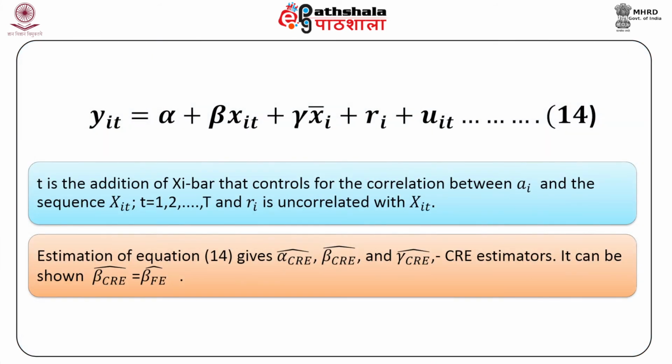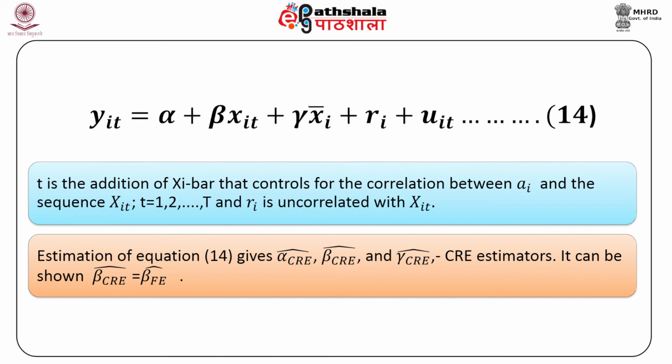y_it is equal to alpha plus beta x_it plus gamma x̄_i plus r_i plus μ_it, which is similar to the usual random effects equation with the important addition of the time average variable x̄_i. It is the addition of x̄_i that controls for the correlation between a_i and the sequence x_it, t going from 1 to capital T, and r_i is uncorrelated with x_it.